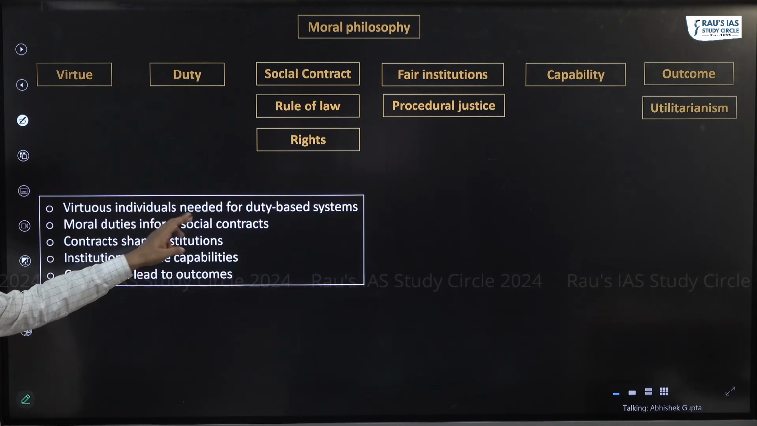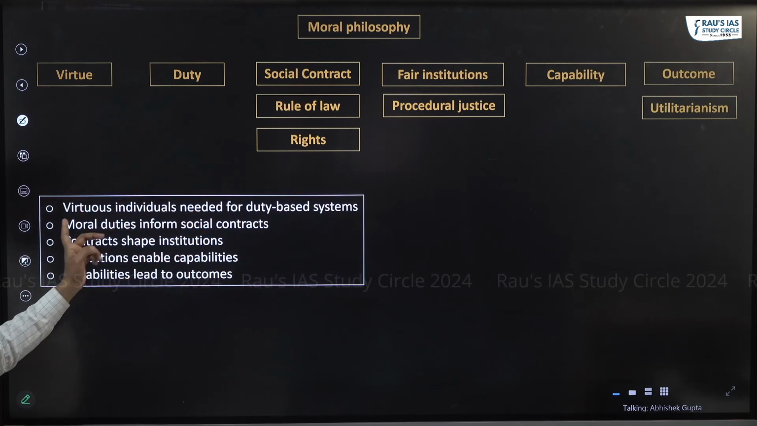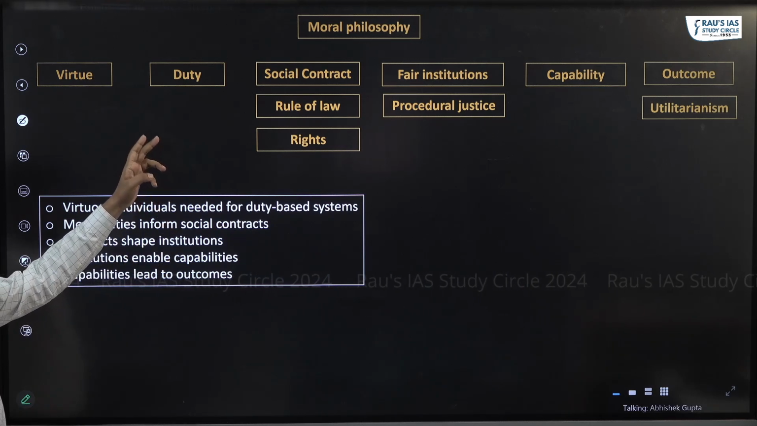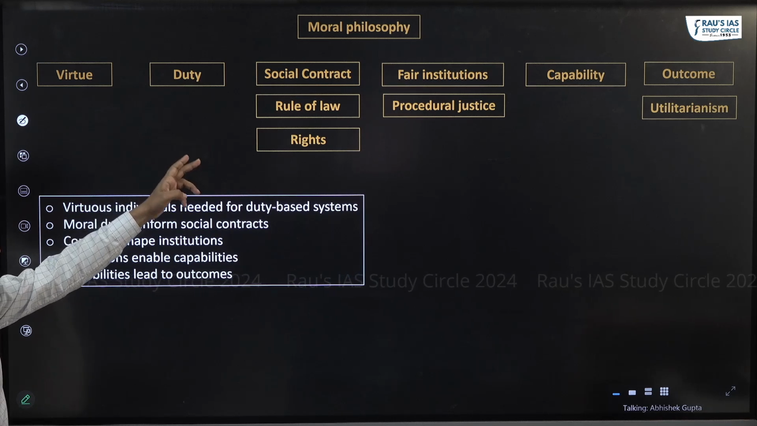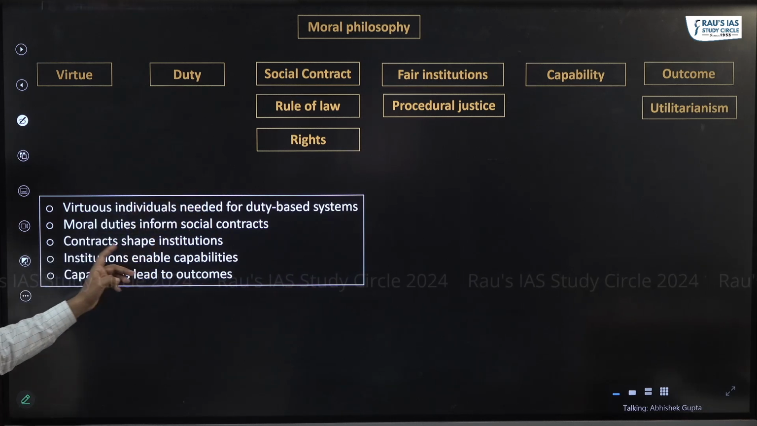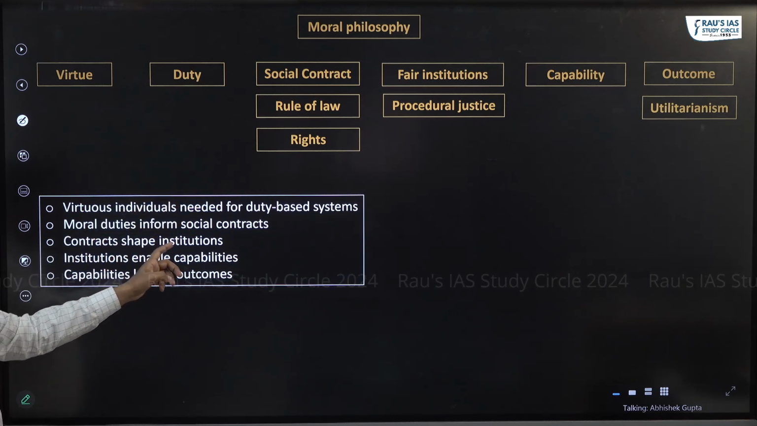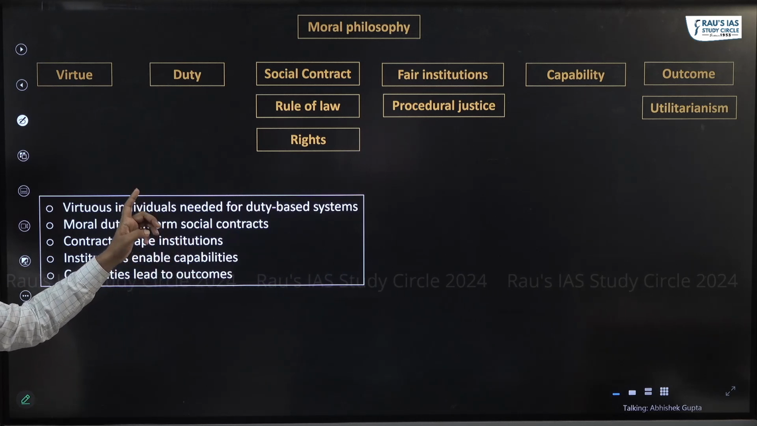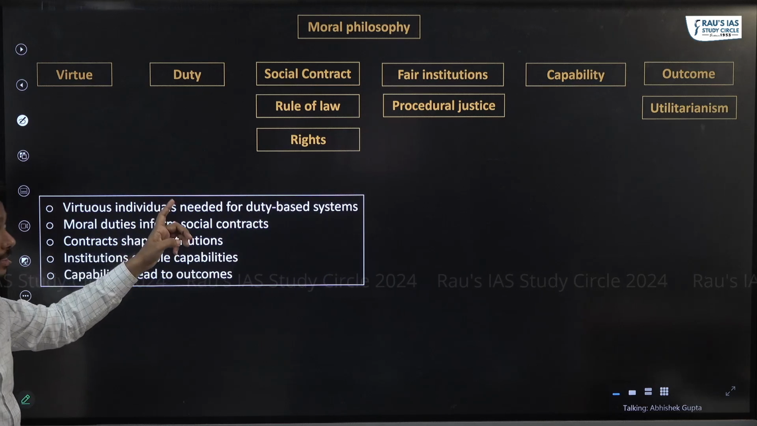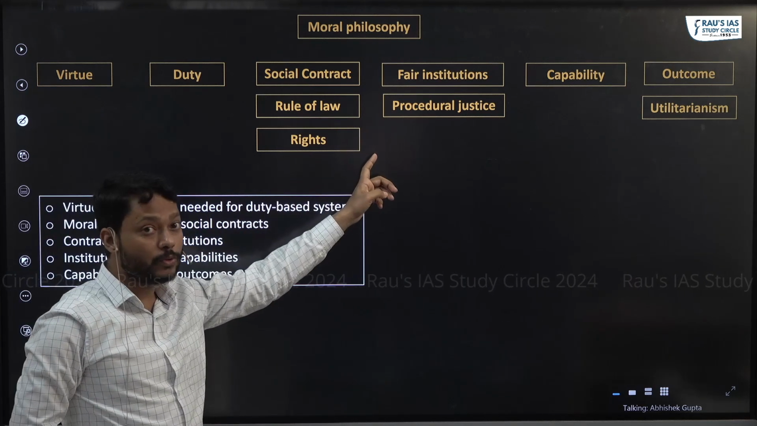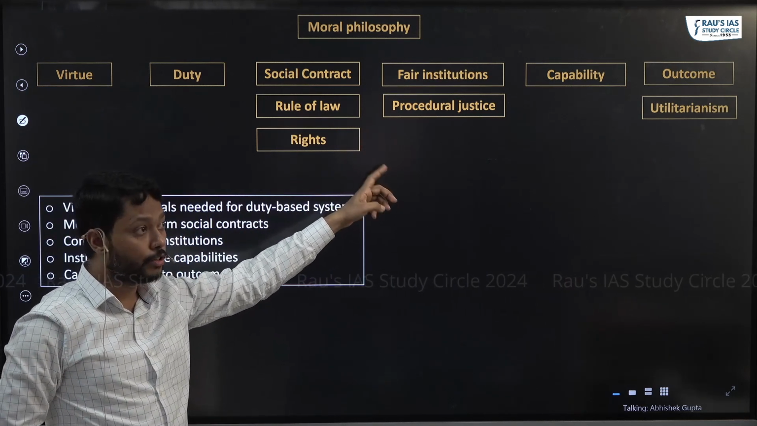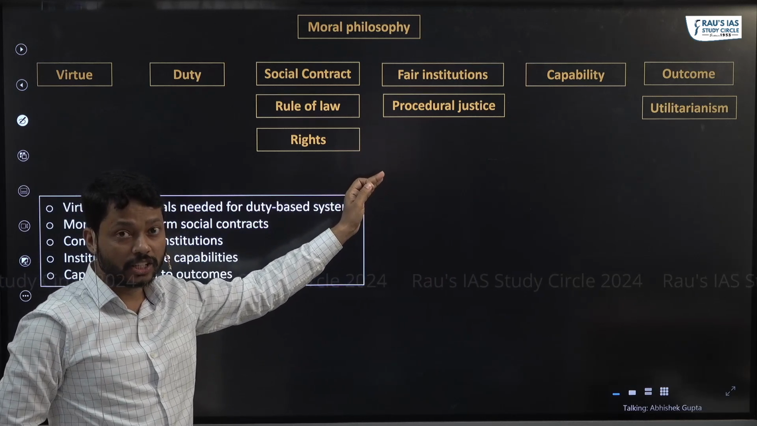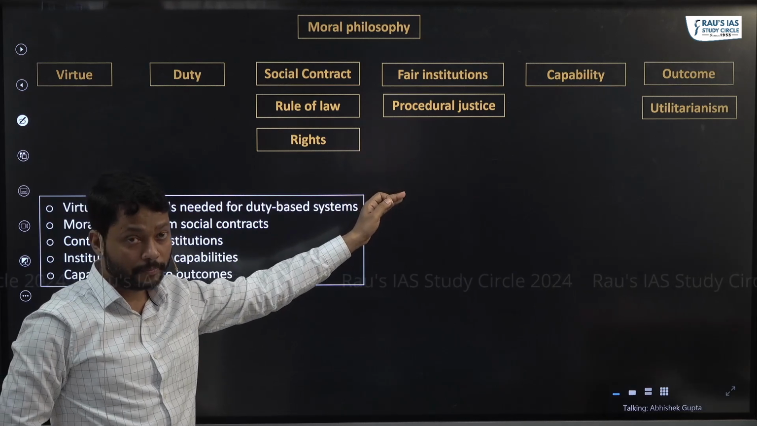Virtuous individuals are needed for a duty-based system. Duties inform the social contract, enhance enforcement of laws, protect the rights of the citizens. And these contracts shape large institutions which are responsible for last mile delivery. They are responsible for giving individuals their due. And according to John Rawls, these large institutions are the basis of justice delivery in modern times.